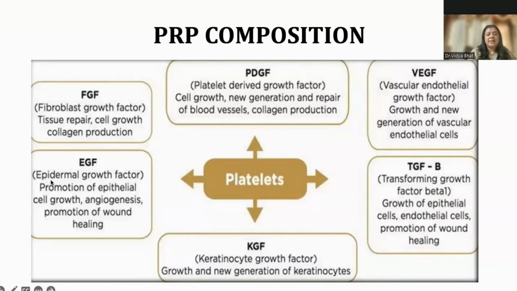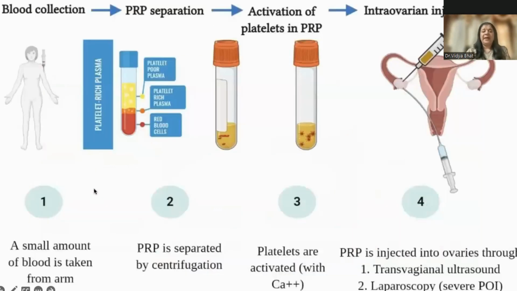And lastly, the promotion of epithelial cell growth, that is angiogenesis, promotion of wound healing. All those things can be done with that. So blood is collected, a small amount of blood is taken from the arm, and then the PRP is separated. There are PRP kits available. So PRP is separated by centrifugation, and then the activation of platelets, that is platelets are activated with calcium, and it is injected either through laparoscopy to the ovaries or transvaginal ultrasound.